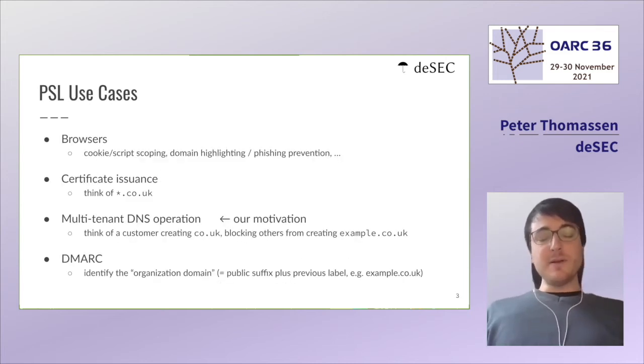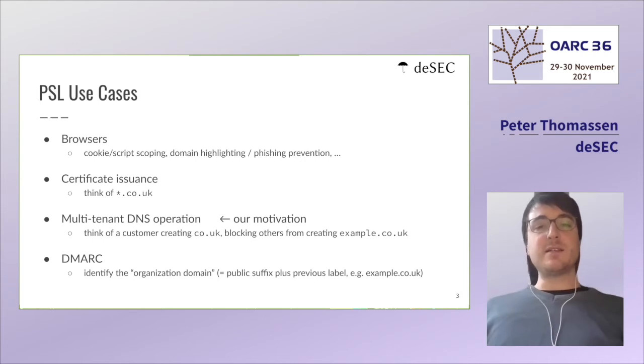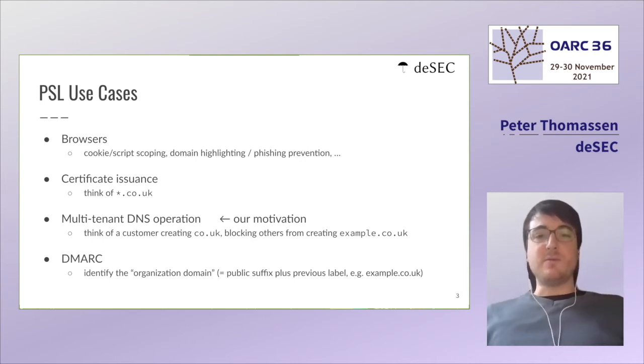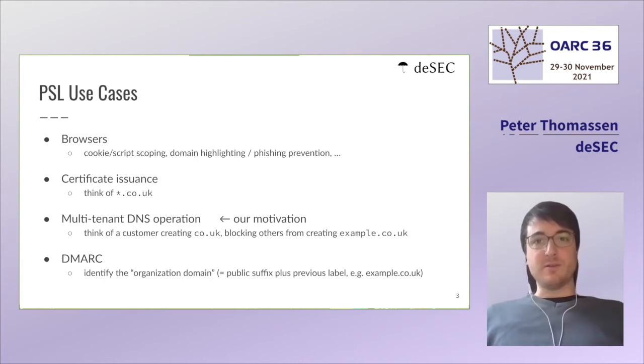So that's the public suffix list. What's it used for? Browsers use it for scripting scoping and cookie scoping. It's called the same origin policy, I think. It's used for domain highlighting in the address bar so that you can see when you are at paypal.com.somethingelse.com, for phishing prevention.